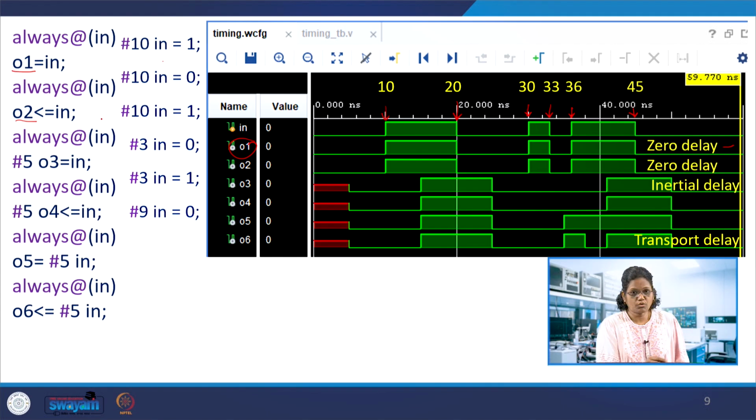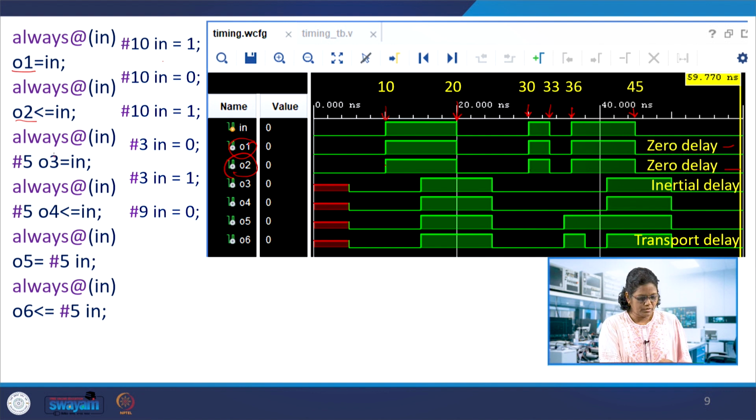So here there is only one statement. So O2 is also getting this in at the current time step, that is 10 here. This is O2. Similarly, this output is 1 and then it goes to 0, at 30 again it is 1, at 33 it is 0, at 36 it goes up, and at 45 there is no delay, 0 delay. So this is O1 and O2.